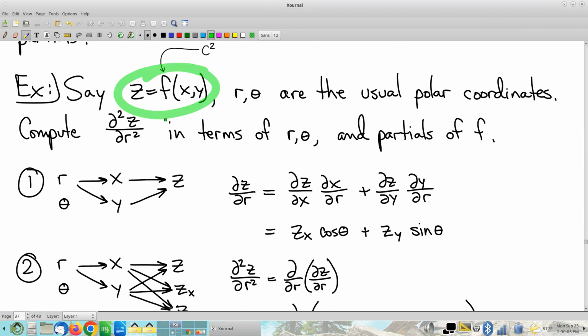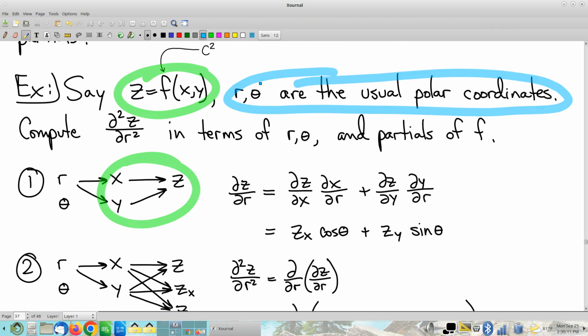Notice z is a function of x and y, thus that part of our diagram. R and theta are polar coordinates. Don't forget what that means. That means that x and y are functions of r and theta. And our goal is going to be to talk about partial derivatives of z with respect to r.